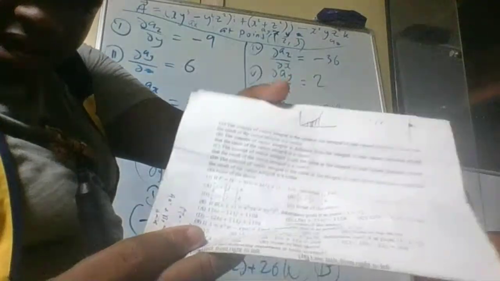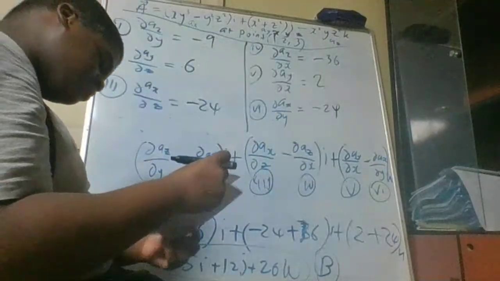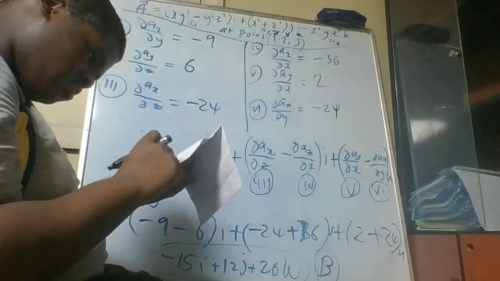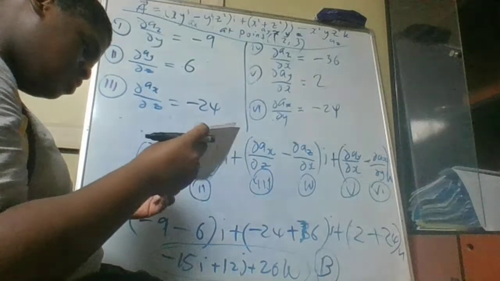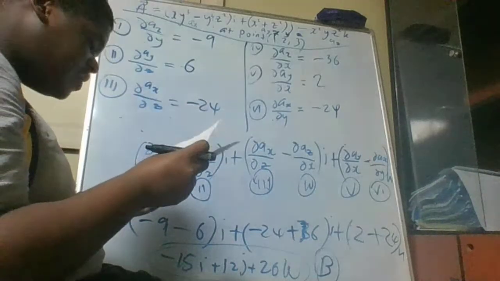I'm not sure how clear my camera is or on which pixel you're watching this video, but I'm very sure that, all things being favorable, you'll be able to see this question. That's question 10. 1, 2, 3, 4, 5, 6, 7, 8, 9, 10. B. Okay, that's negative 15i, so we're correct.